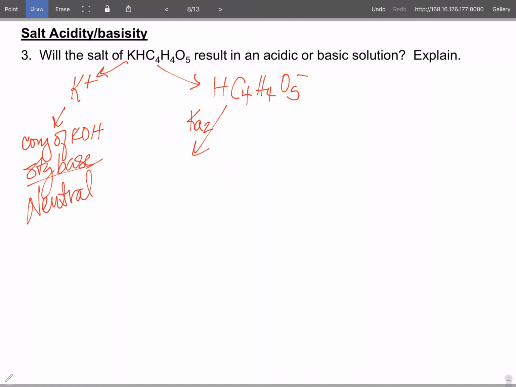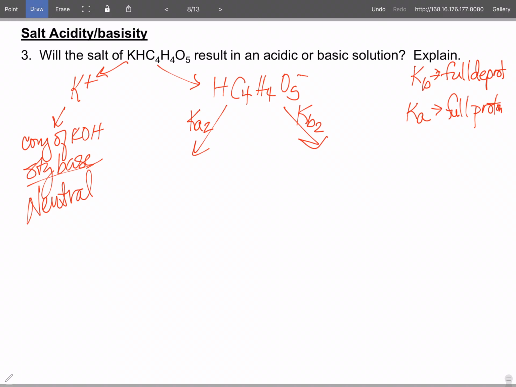Okay. Now this one creates a problem because this can actually act as an acid. It has a proton to give up. It has already given one up, so it is a Ka2. On the other hand, it's a negative, so it could pick up a proton. It's already got one, so it's the Kb2. So remember, Kb, start with fully deprotonated. Ka, start with fully protonated, when you're looking at them.